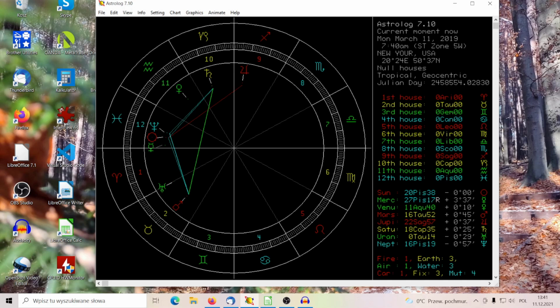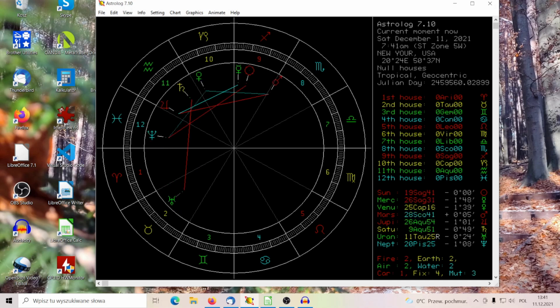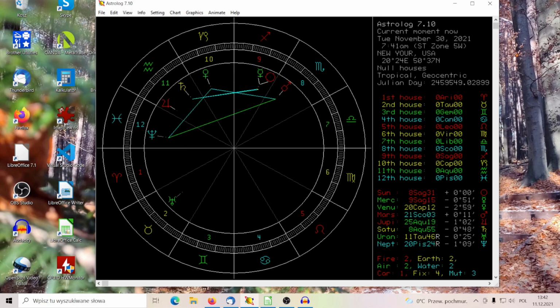Okay, let's go back. Left Alt and N button. So we are here. In order to go back to the daily movement, we press left shift and 4. This is daily movement, and now each pressing of the plus or minus button moves the Astrolog 1 day ahead or 1 day backwards.